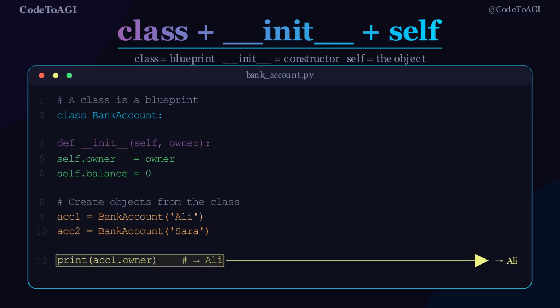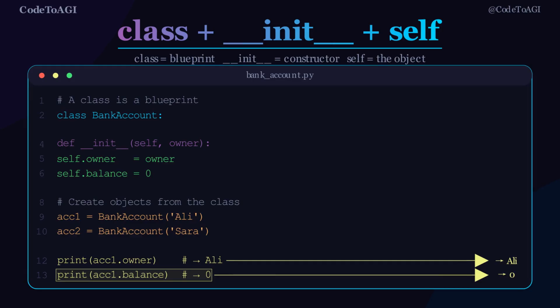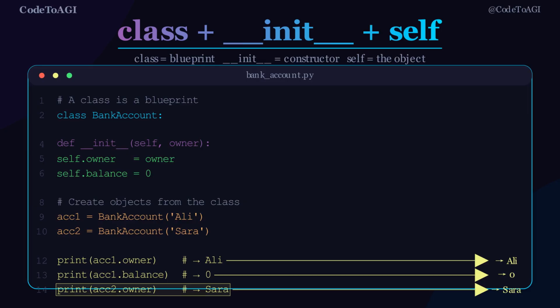Now we create an object. account equals BankAccount of Ollie. Python calls __init__ automatically. account.balance is 0. account.owner is Ollie. Every object gets its own separate copy of all data. Account 1 and account 2 are completely independent.